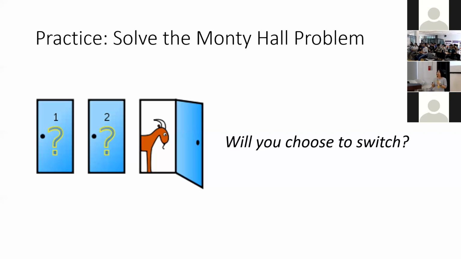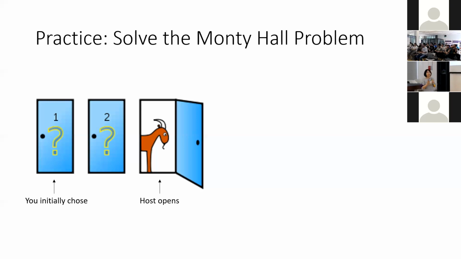So let's look at this problem from the Bayesian perspective. To make things simple, let's assume you choose the first door at the very beginning, and then the host opens the third door, and here comes the goat. Let's frame it in the Bayesian way: look at what's the prior, what's the likelihood, and what's the posterior.